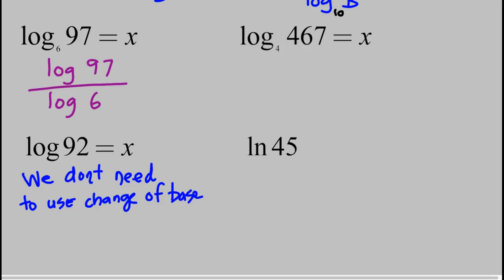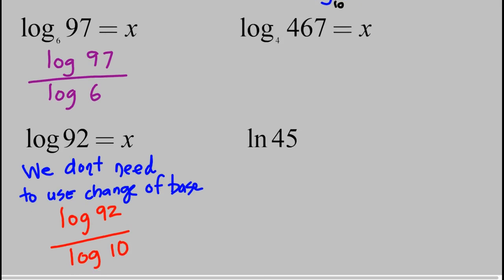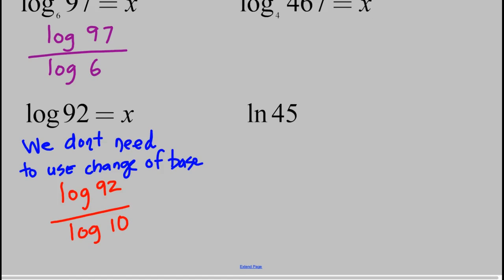So you don't have to do it for everything. It wouldn't hurt. What if we use a change of base formula? It just would be kind of silly, right? The log of 92, what is the base? Over the log of 10. The log of 10. That's funny because you know what the base is? 10. So what's the log of 10 base 10? It's just 1, so you're just not doing anything. So it's just kind of silly to use the change of base there. It wouldn't be wrong, it wouldn't hurt anything, it just doesn't matter.